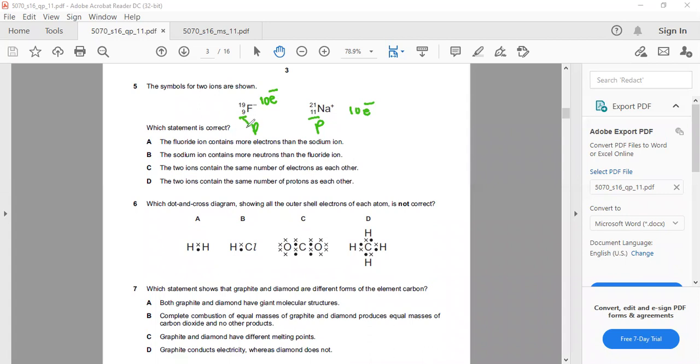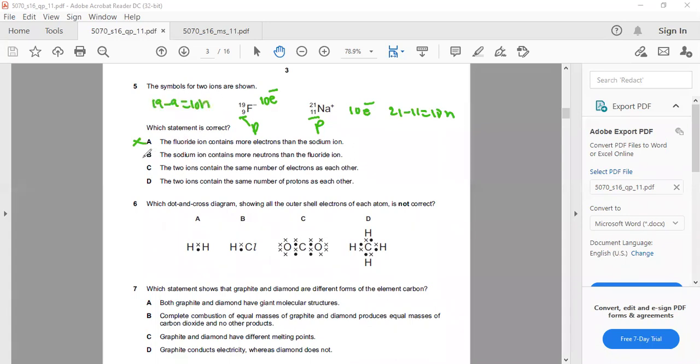So, the fluoride contains more electrons. Wrong. Both have the same number of electrons. The sodium ion contains more neutrons. Let's do the neutrons. 21 minus 11 is 10 neutrons. Here 19 minus 9 is equal to 10 neutrons.